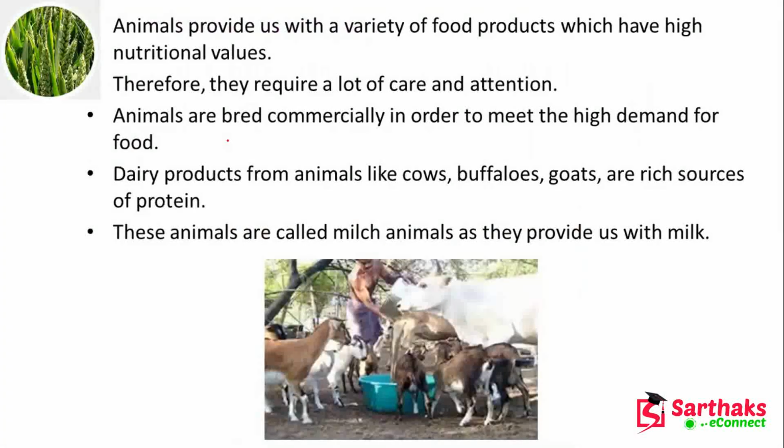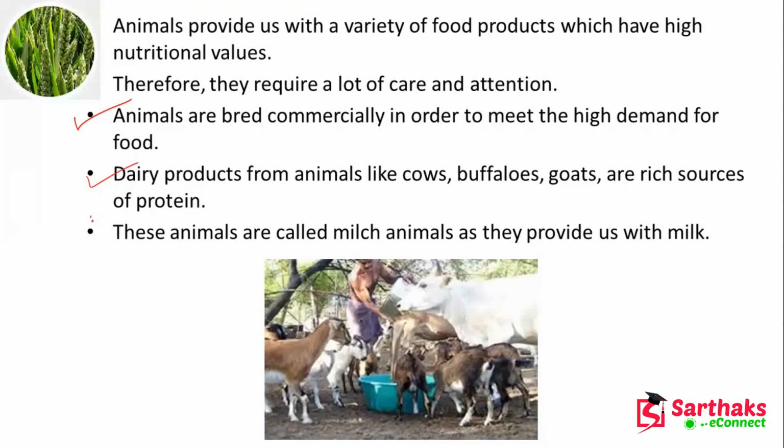Now, animals provide us with a variety of food products. So therefore, a lot of care and attention needs to be taken. We should give more attention to them, and animals are bred commercially in order to meet the high demand for food, because if you have a limited amount of eggs, you cannot meet the demand of the population. So at that time we should use the breed that will give us more eggs. Dairy products, animals like cows, buffaloes, goats, are rich sources of protein we can use.